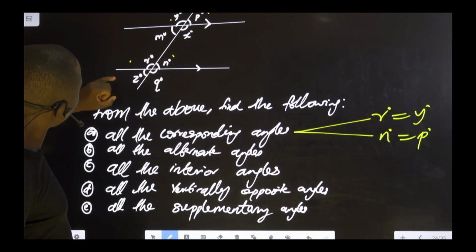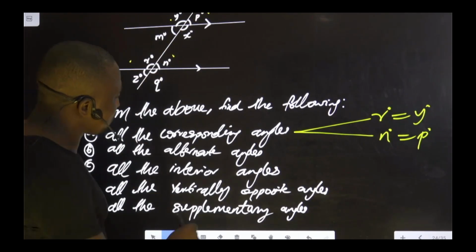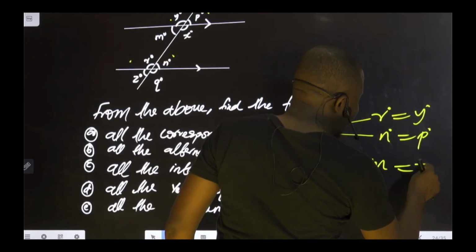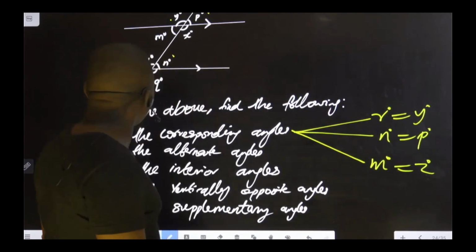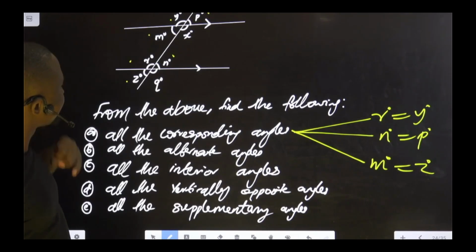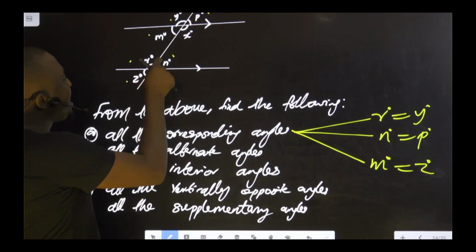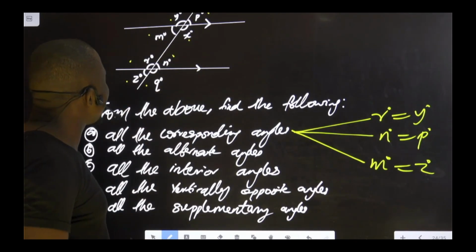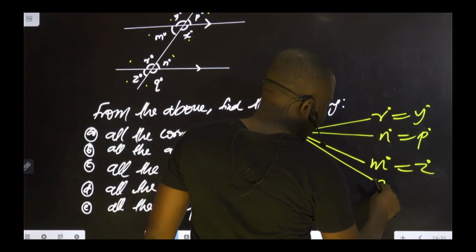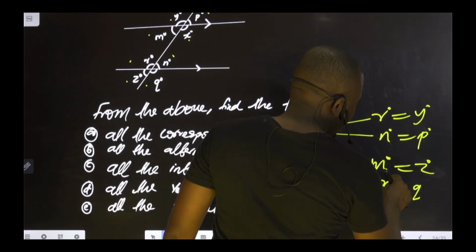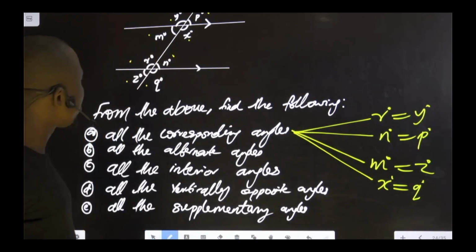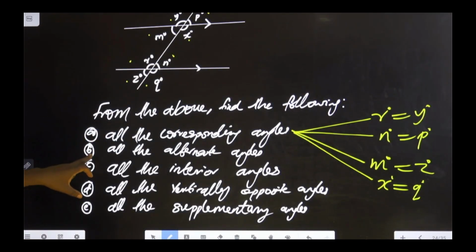Okay? Also, M and Z are corresponding angles, and they are equal. This and this. The same thing goes that this and this are corresponding angles. That is S and Q. S and Q are corresponding angles, and they are what? Equal. Okay? Now all the alternate angles.